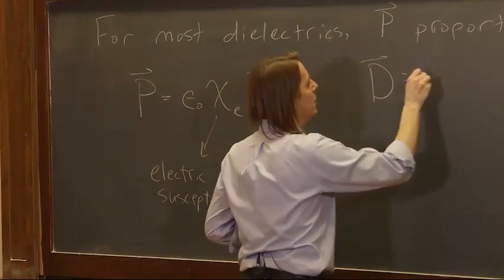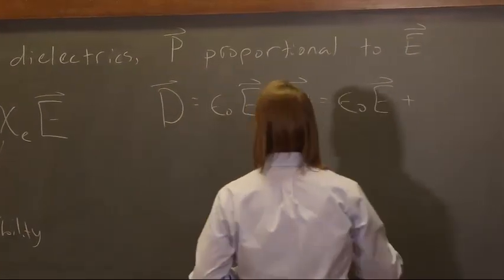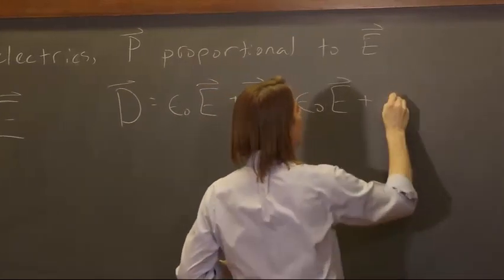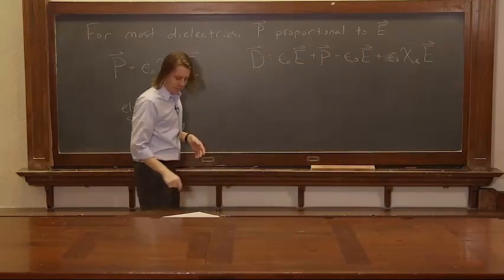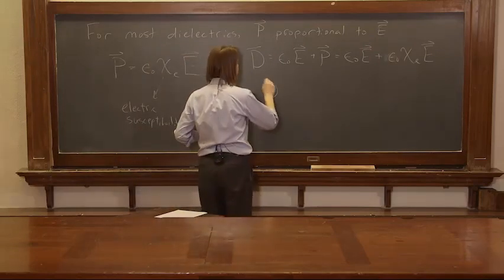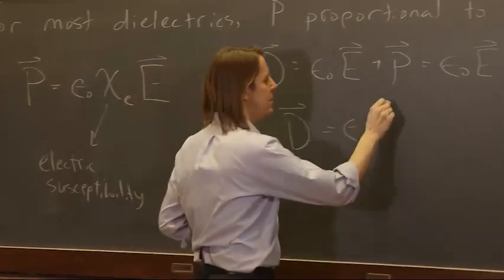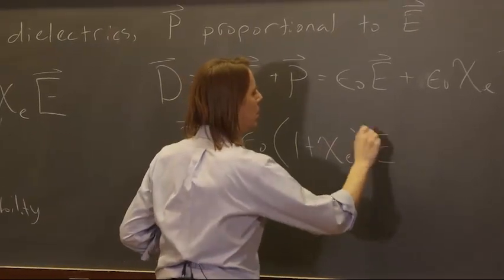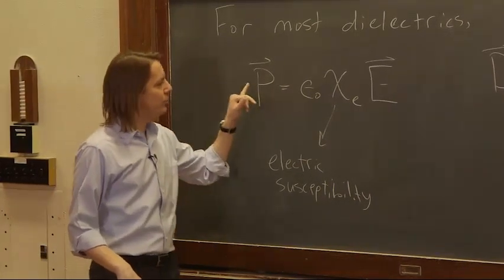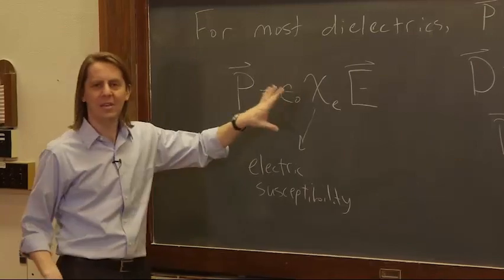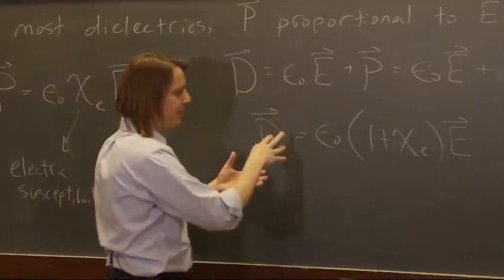D is epsilon naught E plus P, therefore it's epsilon naught E plus epsilon naught chi E times E. So now you can see things are starting to simplify, and you get that the displacement field is, we pull out epsilon naught, and then I usually write it, the 1 plus chi E times E. So we have a simple linear relation, or a proportional relationship between the polarization and the electric field. That's the electric susceptibility, so that word kind of makes sense. And then also we have a proportional relationship between the displacement field and the electric field.